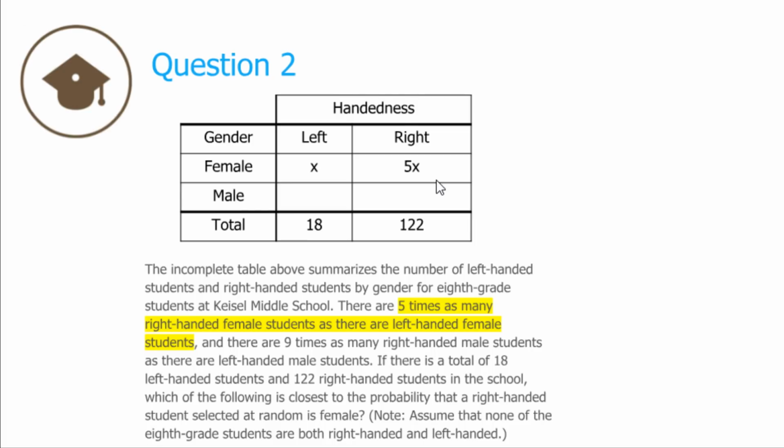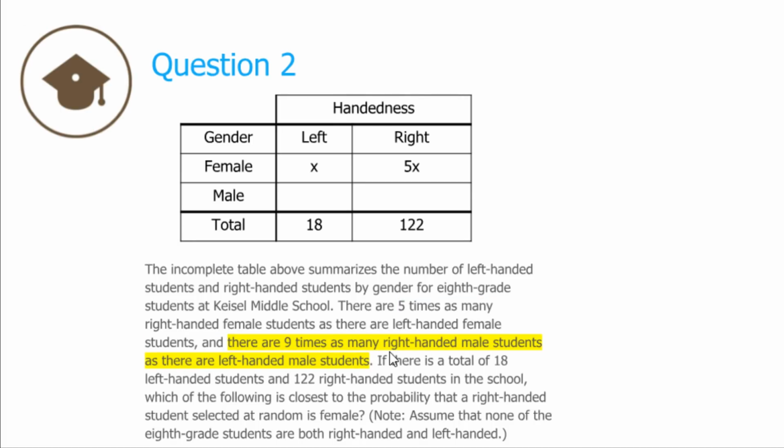And really quickly, to make sure we didn't accidentally mix that up, we can plug in an easy number for x to check. So if x is 1, 5x is 5, so there's 1 left-handed female student, 5 right-handed female students. That makes sense. We want there to be more right-handed female students. So cool, we've represented this information in a way that makes sense. Let's go ahead and move on.